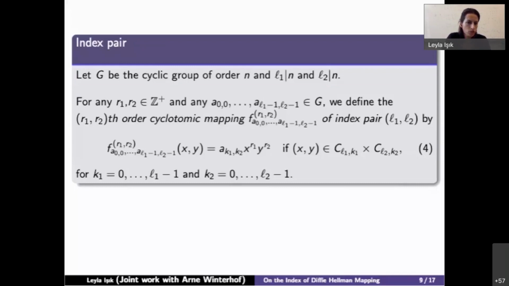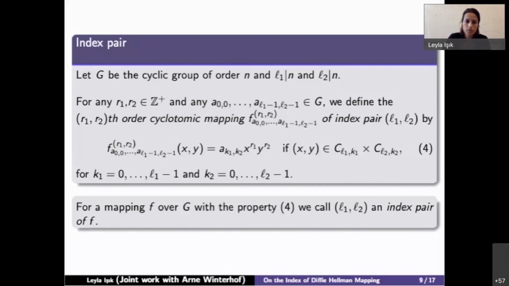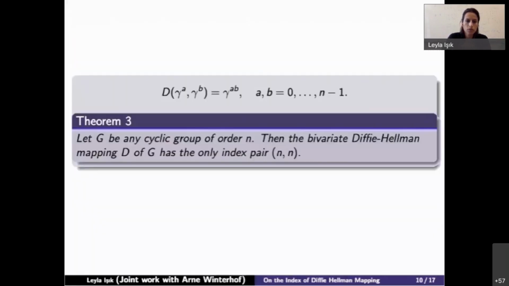So we define the R1, R2 order cyclotomic mapping with index pair L1, L2 by this. Here again you see that the pair X and Y are coming from this coset and this coset. Then their image is defined in this way, with K1 and K2 ranging from 0 to L1 minus 1 and L2 minus 1, respectively. If we have a mapping satisfying this property, then L1, L2 is called the index pair of F.